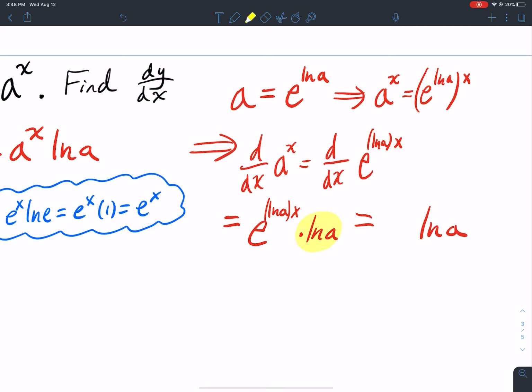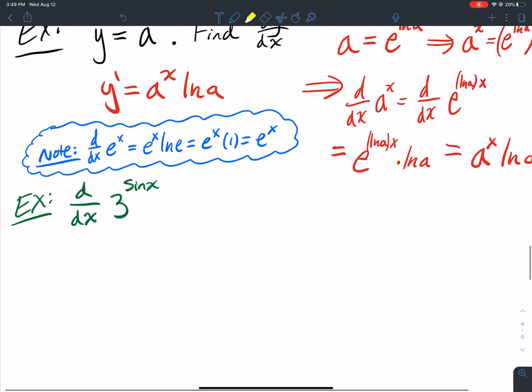Well, L and A match here. But what do I have? I have e to the ln a of x. Well, what do I know e to the ln a of x equals? It equals a to the x by definition. Therefore, the derivative of a to the x is a to the x ln a.